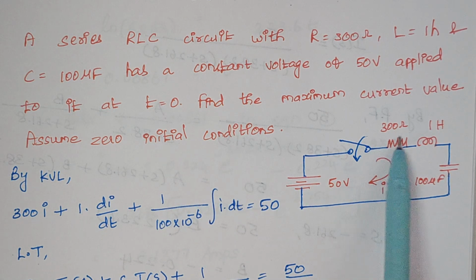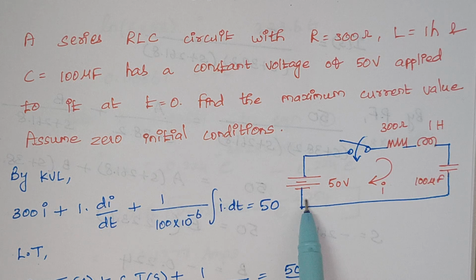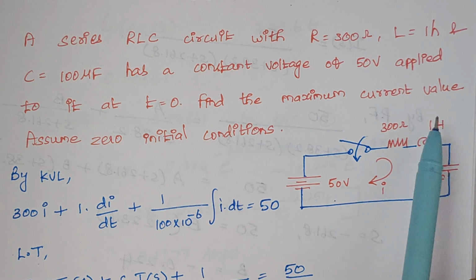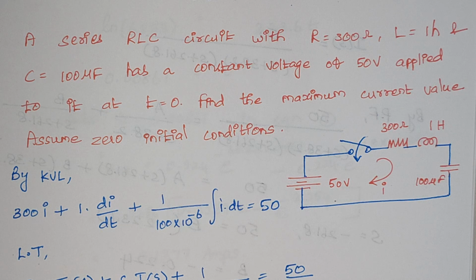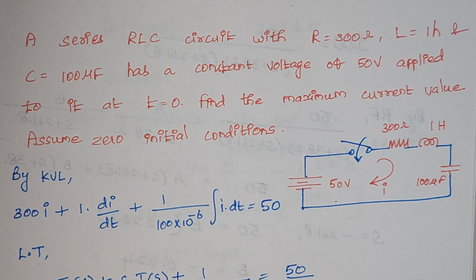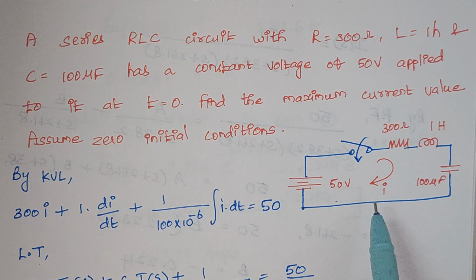So here we have an RLC circuit and the source voltage is 50 volt. We have to find the maximum current. The next thing is 0 initial conditions, that is no energy is stored by the inductor and the capacitor. Again we have to apply KVL.